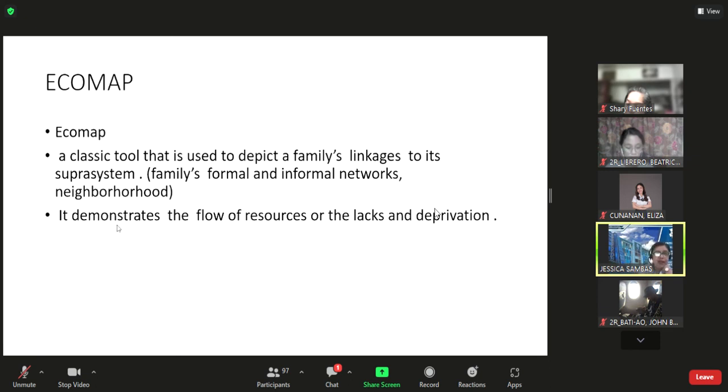Ecomap. So, ano ba ito? Makikita ninyo naman, may mga example nito sa Google, no? A classic tool that is used to depict a family's linkages to its super system. Families, formal, informal networks, neighborhood. So, we said that family is a system, diba? We function as a unit, it's a system.